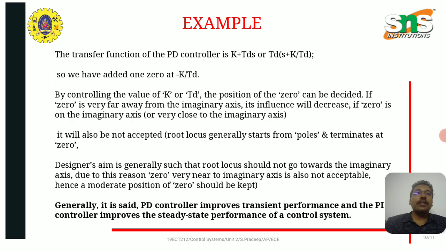Root locus generally starts from poles and terminates at zeros. Designer's aim is generally such that root locus should not go towards the imaginary axis. Due to this reason, 0 very near to imaginary axis is also not acceptable. Hence, a moderate position of 0 should be kept. Generally, it is said PD controller improves transient performance and the PI controller improves the steady state performance of a control system.